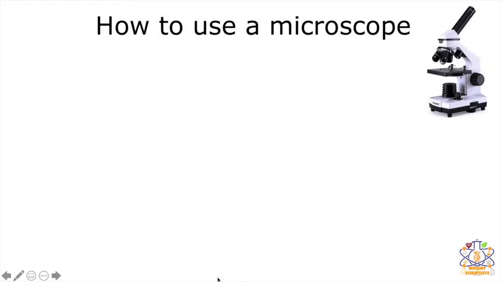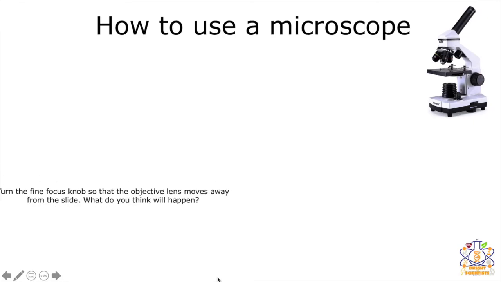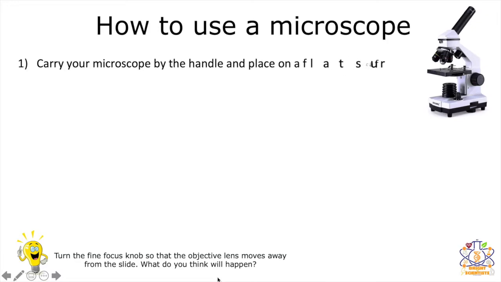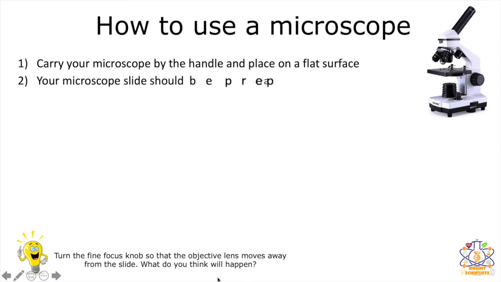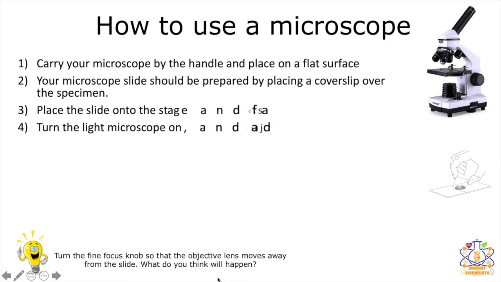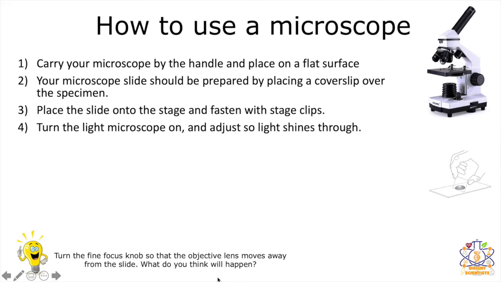We now need to think about how do we actually use a microscope. So, first of all, you need to carry your microscope by the handle and place it on a flat surface. You then need to make sure that your microscope slide is prepared and also has a cover slip placed over the specimen. You need to make sure you place the slide onto the stage and fasten with stage clips.